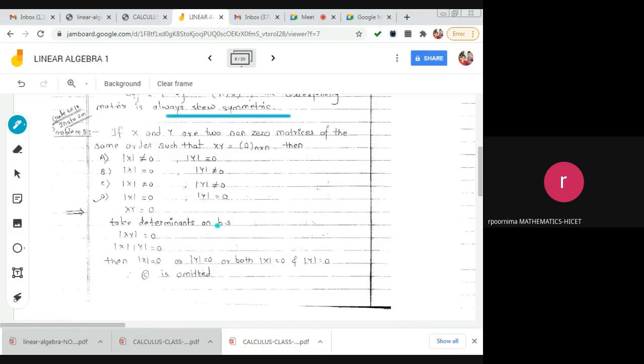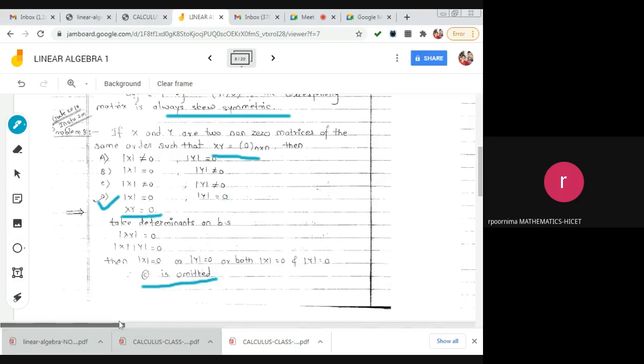So take the determinant on both sides. We just consider XY equal to 0 in the question. You should take the determinant, so determinant XY is 0. As per the property, you know that determinant X into determinant Y is equal to 0. That means either determinant X is 0 or determinant Y is 0, or both determinant X and determinant Y are 0. Therefore, this is the correct option: determinant X and determinant Y are 0.